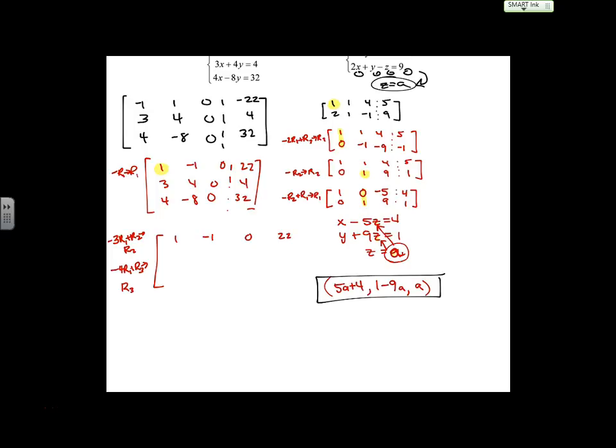Row 2. Negative 3 times 1 plus 3. Negative 3 times negative 1 plus 4 is positive 3. Positive 3 plus 4 is 7. Negative 3 times 0 plus, that's just 0, right? Negative 3 times 22 plus, is that negative 66 plus? Negative 66 plus 4 is negative 62.